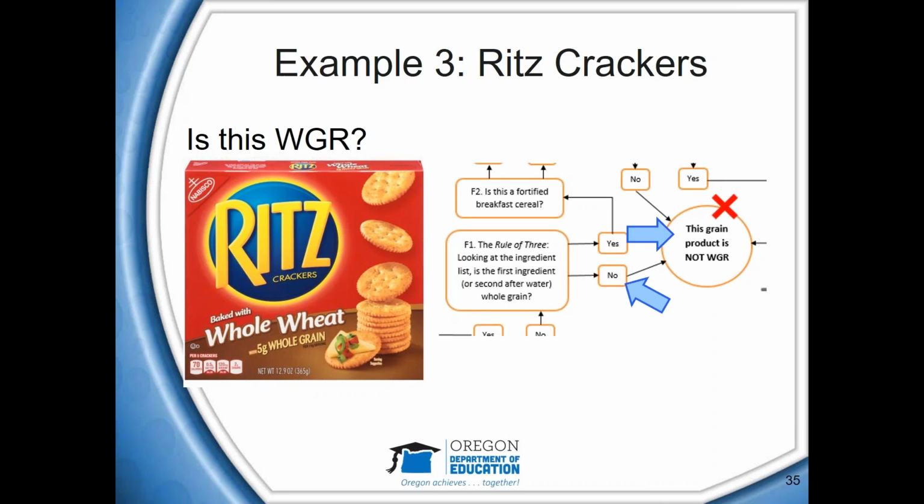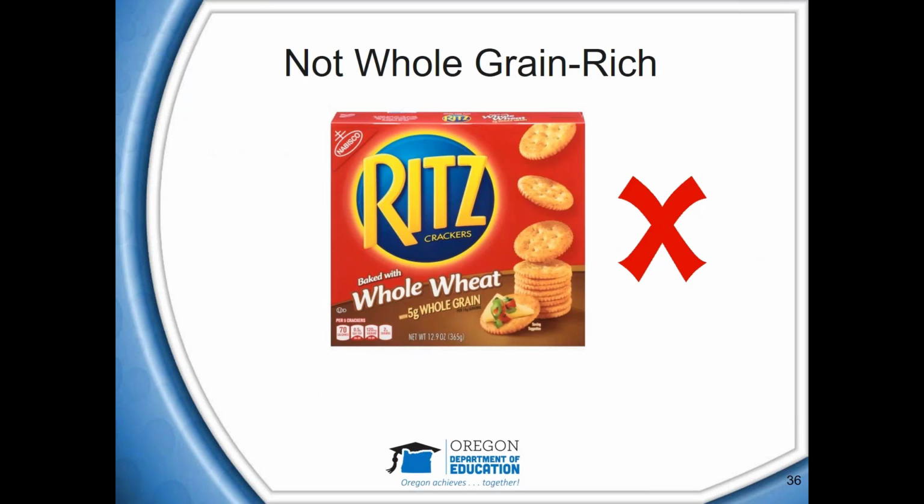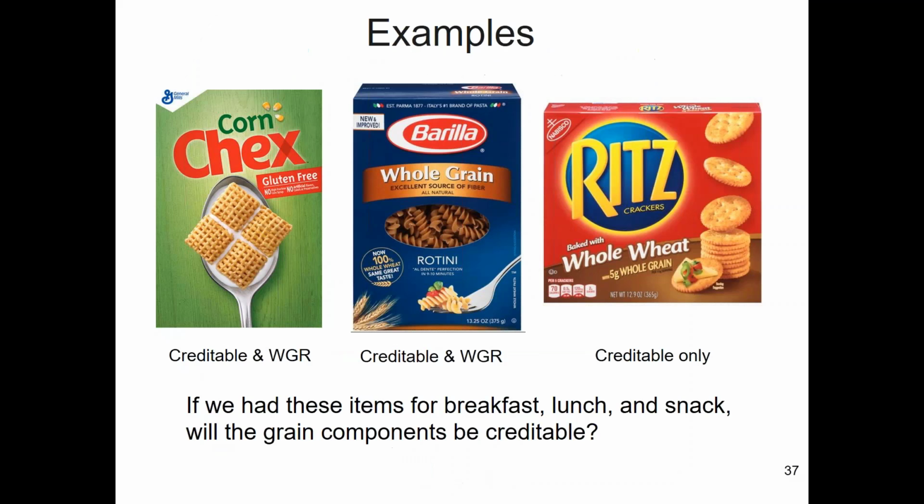If you need help with disregarded grains, we have a tip box. We have tip boxes in blue on the flow chart handout that will give you a definition and some examples you may find helpful. So, Ritz crackers is not whole grain rich, but it is still a creditable grain item.